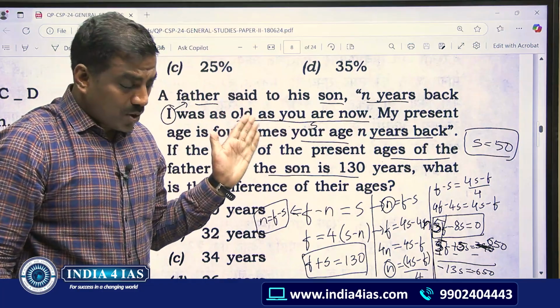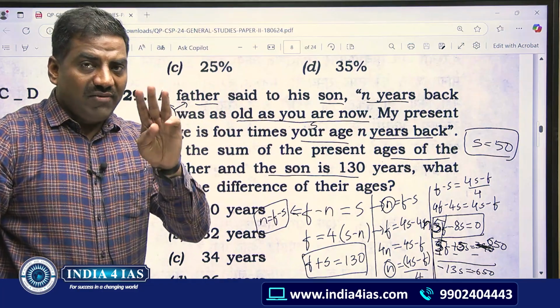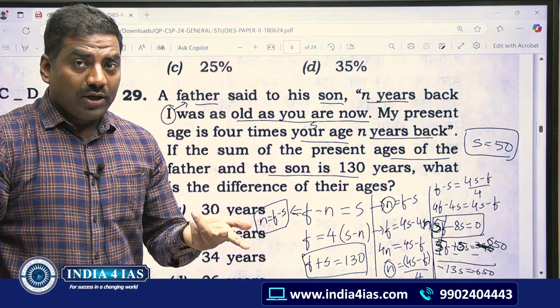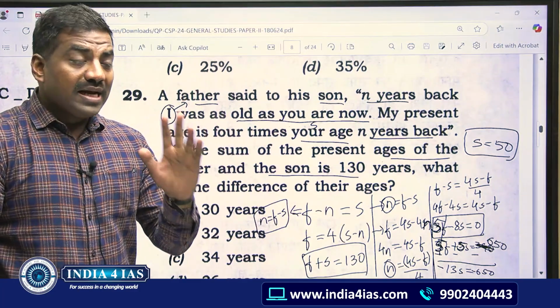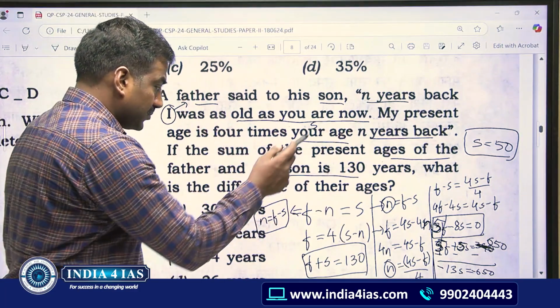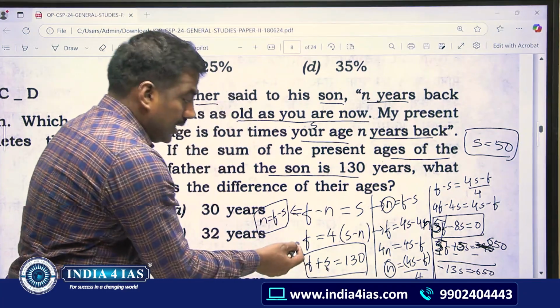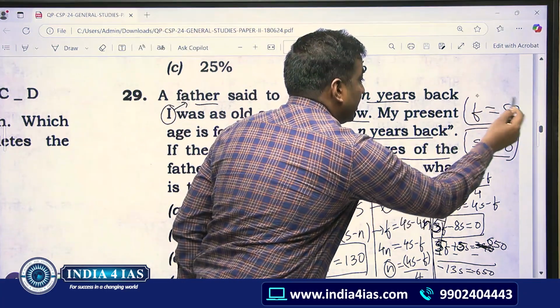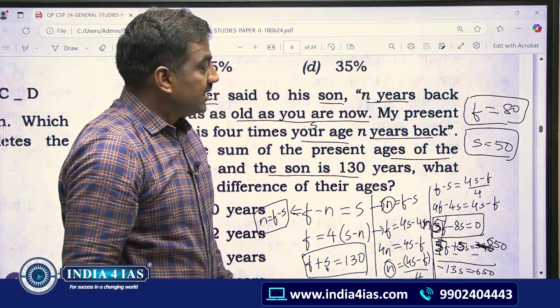This is one of the toughest problems, I know, because whenever you get 3 variables, it is going to be tough. So you have to decide in the beginning whether you are going to solve it in the first round or in the next round. So s is done. When I put s here, the father's age will be 80. Now look at the sum: f plus s is equal to 130.